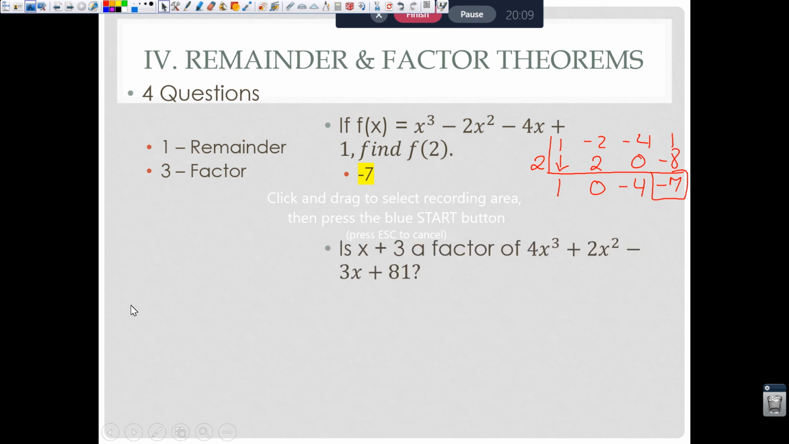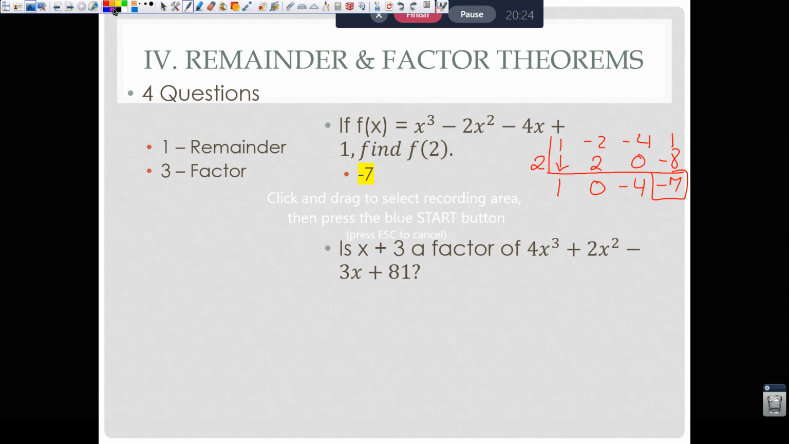So it says, is x plus 3 a factor of 4x to the third plus 2x squared minus 3x plus 81? So in this case, I am going to use synthetic division to figure this out. So I am going to put my coefficients on the inside. So I have 4, 2, negative 3, and 81.